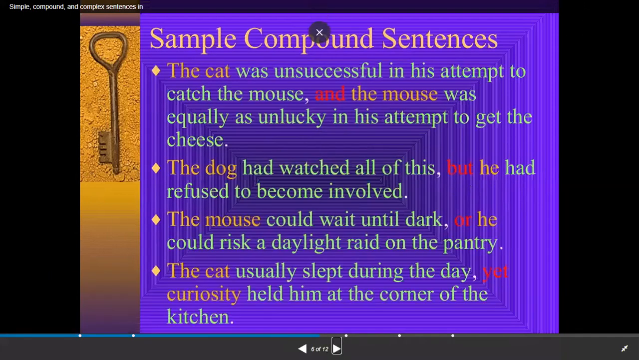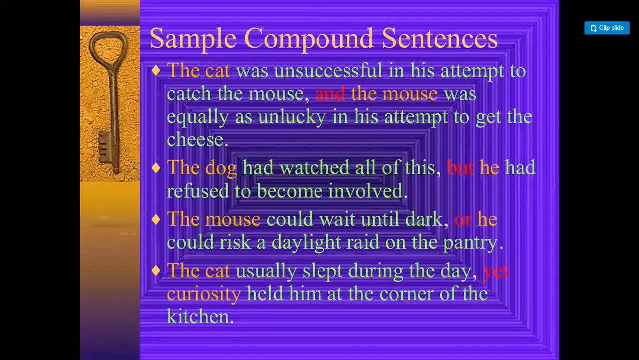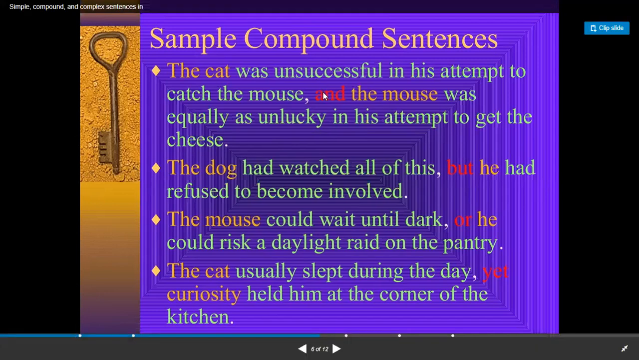Let's see some examples. The first one: the cat was unsuccessful in his attempt to catch the mouse, and the mouse was equally as unlucky in his attempt to get the cheese. So here we have two independent clauses, one of them before and the other after the conjunction and. And we join these two sentences using the conjunction and. So it's a compound sentence.